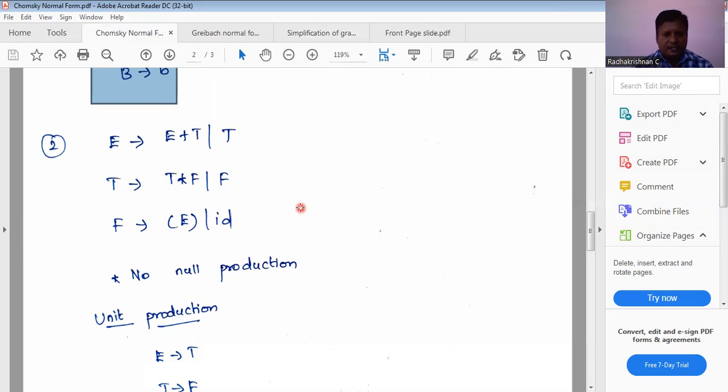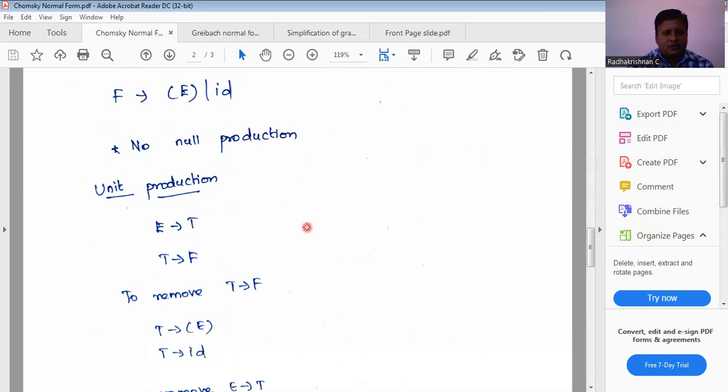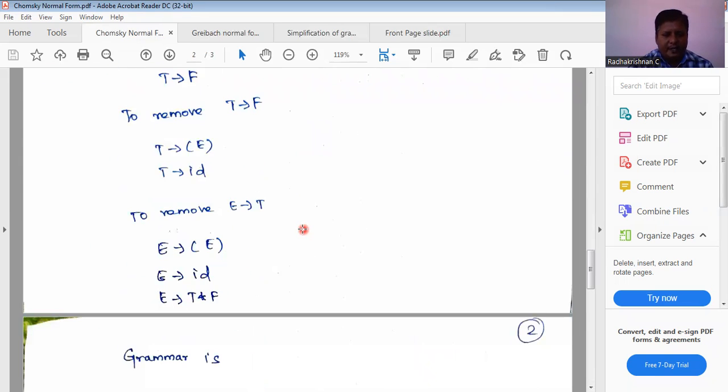to CNF format. Here there are no null productions, but unit productions are there. What are the unit productions? E gives T, T gives F, F gives ID. So these rules are available, and we need to eliminate them.